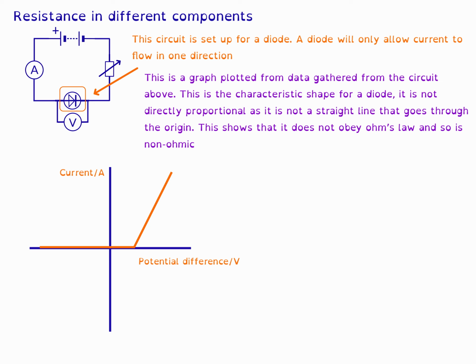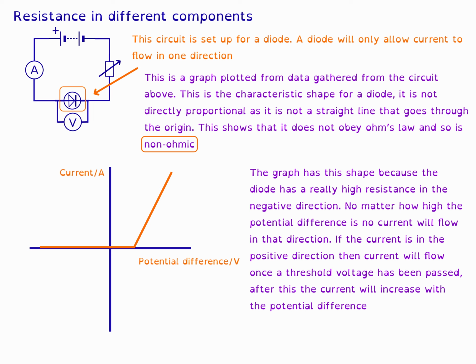It is not directly proportional, as it is not a straight line that goes through the origin. This shows that it does not obey Ohm's law and so is non-ohmic. The graph has this shape because the diode has a really high resistance in the negative direction. No matter how high the potential difference is, no current will flow in that direction.